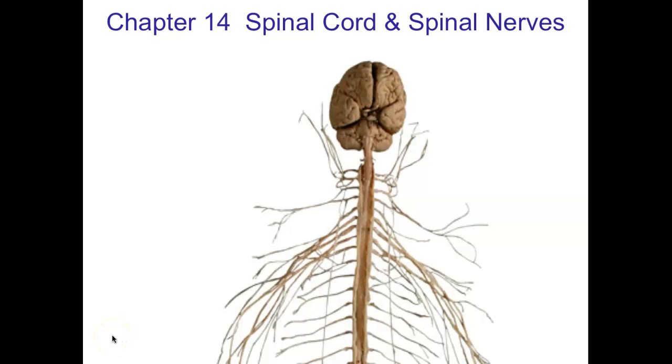This is the Spinal Cord lecture, chapter 14. Please have your outline with you. So this is your brain and spinal cord. Pretty amazing picture. We see the spinal nerves arising from the spinal cord, okay?